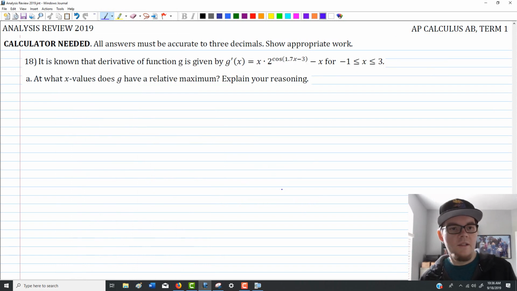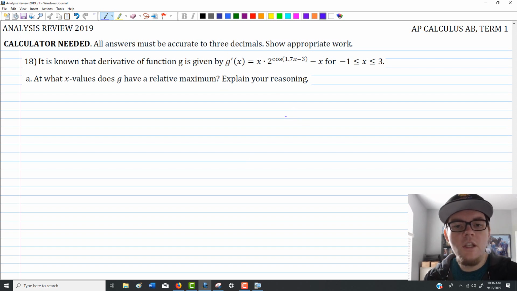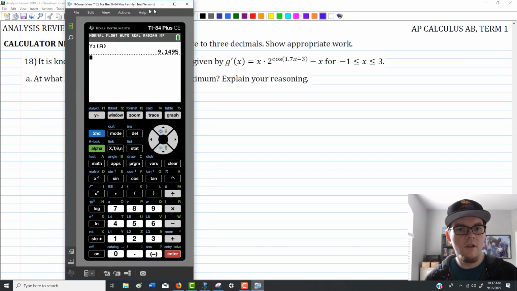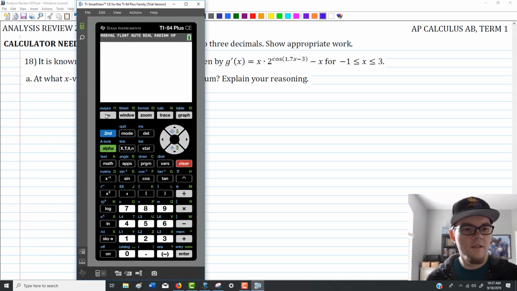Okay, that brings us to question 18, which is an extended set of questions involving the same graph. So looking in here, we have g, and the derivative of g is given by g prime of x equals that complicated crunchy thing for values between -1 and 3. And then we're asked to do a bunch of analysis. So first and foremost, let's just take advantage of our situation here, and let's just go graph this thing and take a look at what we're dealing with for the moment.